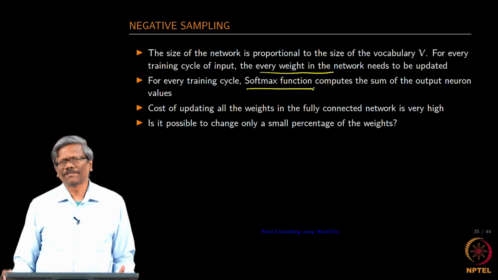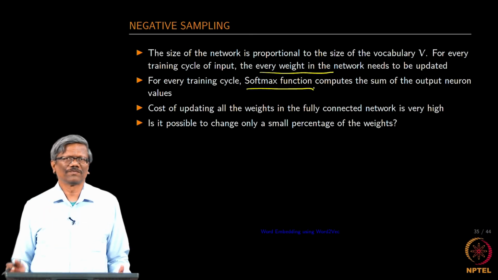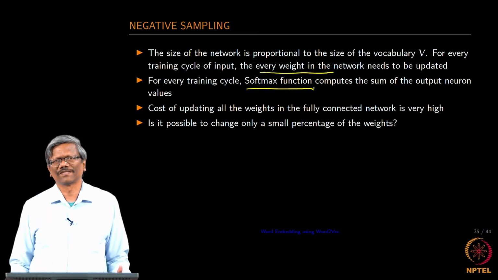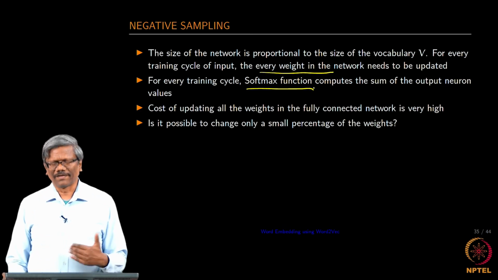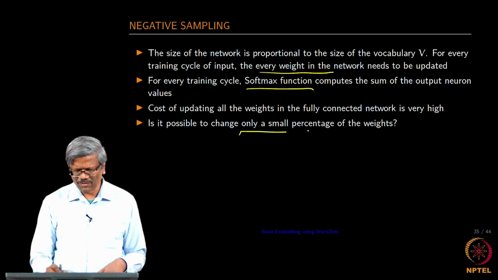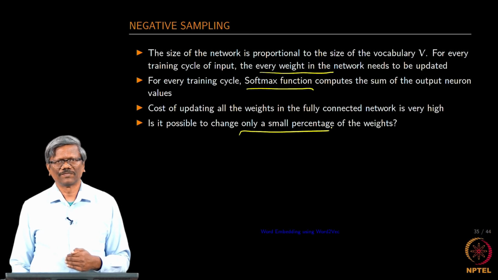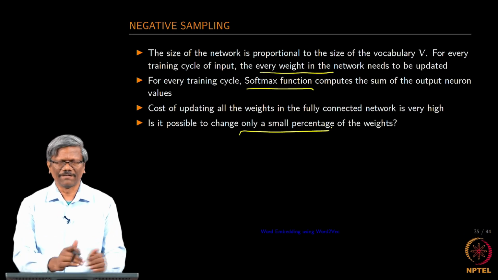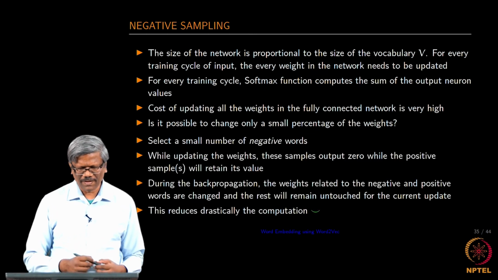And then the softmax function computes the sum of the output neuron values. So, it is again a huge computation for us, right. And then the cost of updating all the weights in the fully connected network is very high. So, is it possible to change only a smaller percentage of weights? Okay. So, that is where negative sampling comes into play, and let us see how this is done.